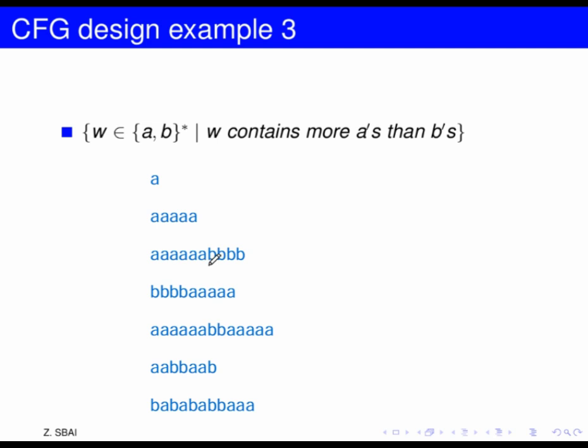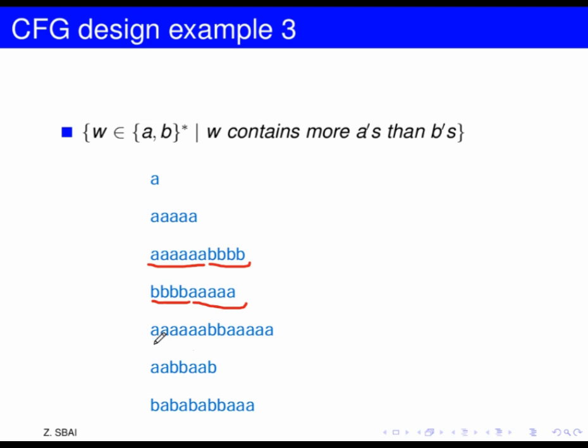However, when there is a number of B in the string, there should be a number of A, and this number should be greater than the number of B. For example, here we have 4B and we have 6 A's. Here also we have 4B, but now the B is in the beginning, and we have 5A.